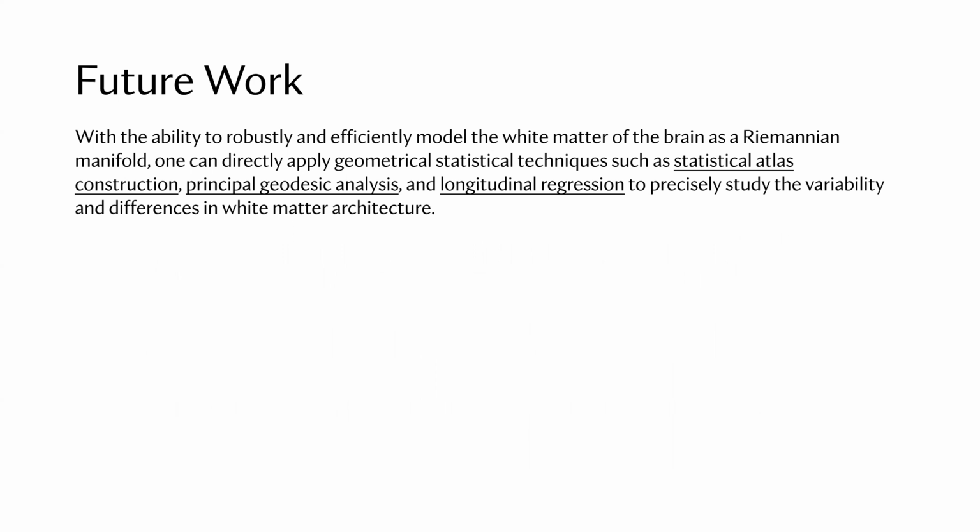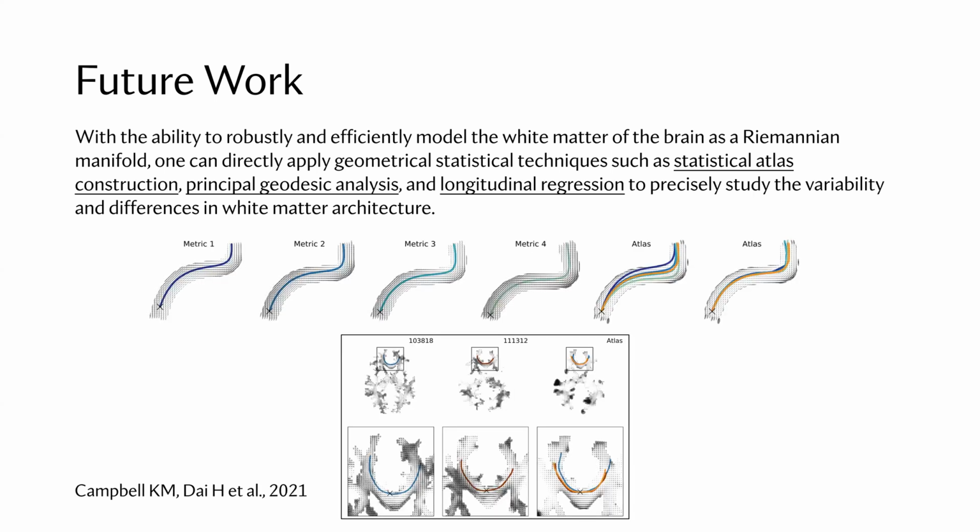With the ability to robustly and efficiently model the brain connectome as a Riemannian manifold, one can directly apply geometric statistical techniques such as statistical atlas construction, principal geodesic analysis, and longitudinal regression to precisely study the variabilities and differences in white matter architectures.